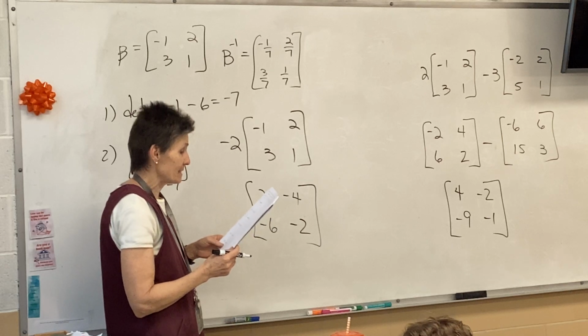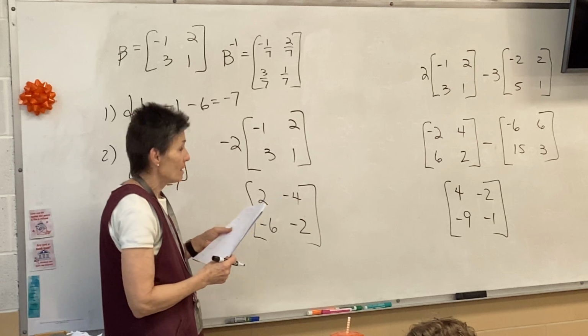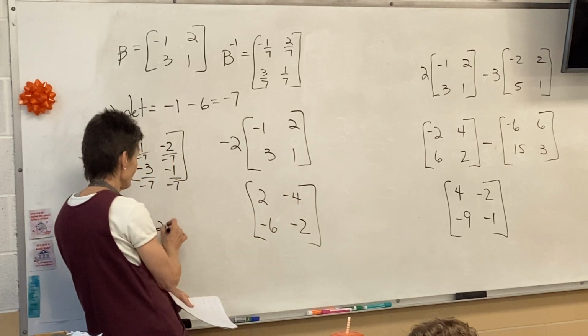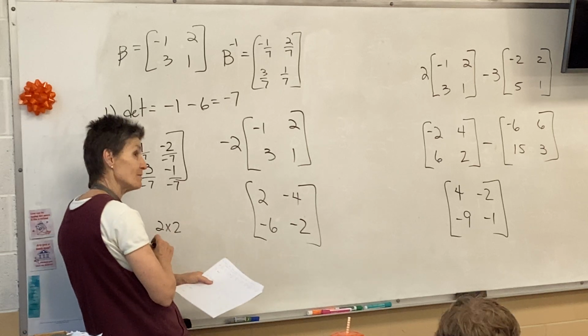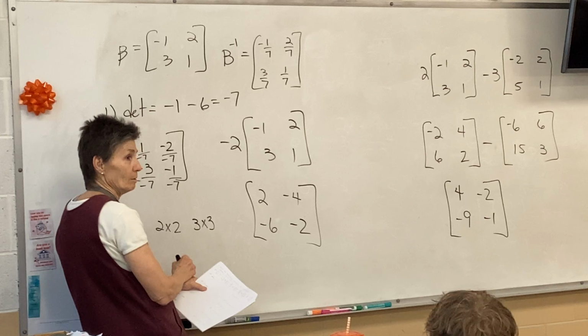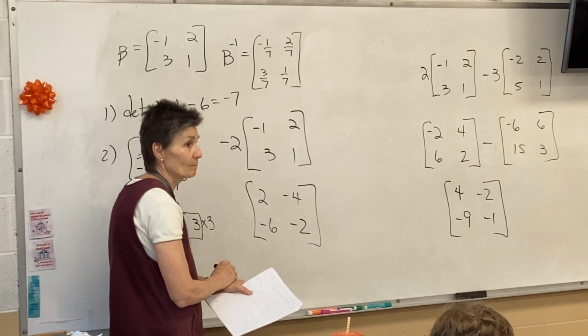B times D does not look promising, because what are the dimensions of B? 2 by 2. Times it, what are the dimensions of D? 3 by 3. And what's the rule? These have to match.